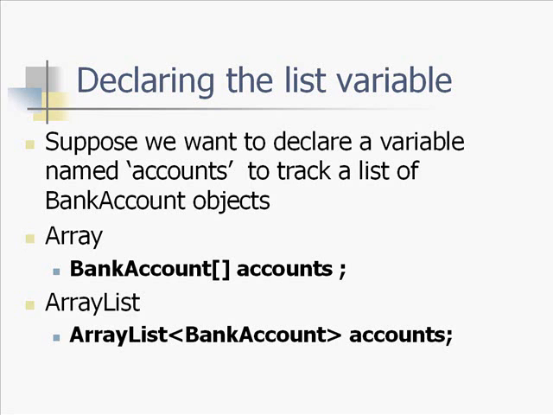And in the second, array list notation, you can see what we're creating is a variable of type array list that can hold only bank accounts. We also have the ability, pre-Java 5.0, to just create an array list that will hold any object, but we're going to stick with an array list of bank accounts for now.